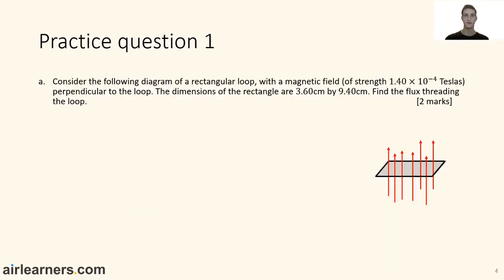So first practice question. That loop there with some magnetic field going through it, we're going to say that that magnetic field has a strength of 1.4 times 10 to the power of -4 Teslas. And that is perpendicular to the loop. The dimensions are 3.6 centimeters by 9.4. I would like you to find the flux threading the loop. That's the terminology that we use. It's worth 2 marks. So you've got a couple of minutes to do the question, but it really shouldn't take you that long.